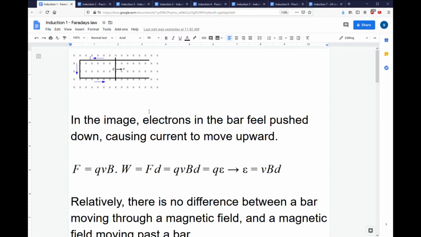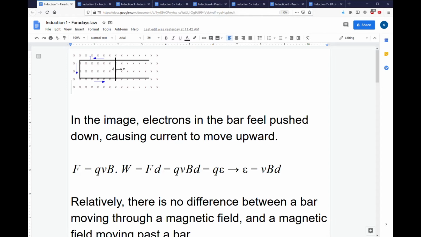So let's do some math. The force on a charged particle is equal to Q times V times B, assuming everything is perpendicular. Well, the work done by this force is equal to force times distance, again, assuming that force and distance are in the same direction. So in this bar right here, B is into the page, V is to the right, the force is upward, and the length of this bar is upward. So that's all working. So let's go ahead and replace this force with this force that we had right here, and we see that the work done is equal to Q times V B D.